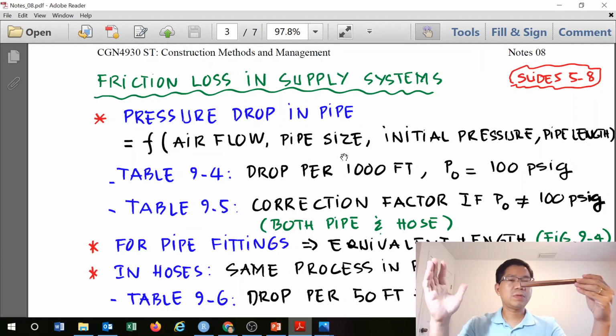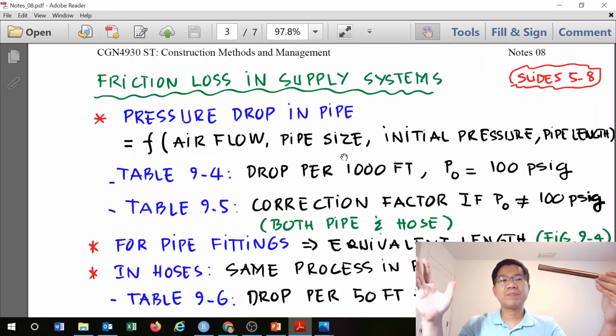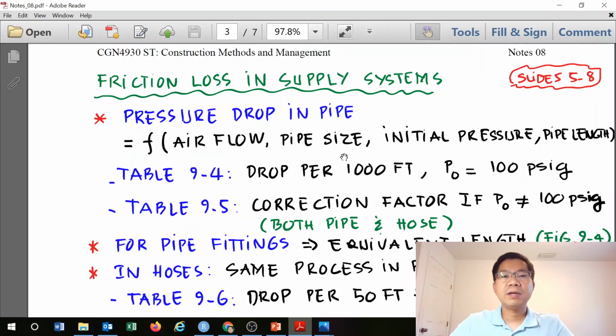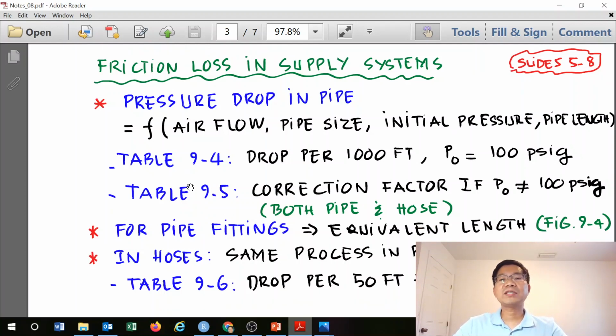The more length, the more loss you will have for the pressure. To determine the drop for 1,000 feet of pipe at the initial pressure of 100 pound per square inch, psi gauge, we use table 9.4 that I will show in a minute. Then we need a correction factor, because table 9.4 applies for 100 psi, but in real life we may need more or less than 100 psi, so we have correction factors. And table 9.4 applies for both pipe and hose in the compressed air system.